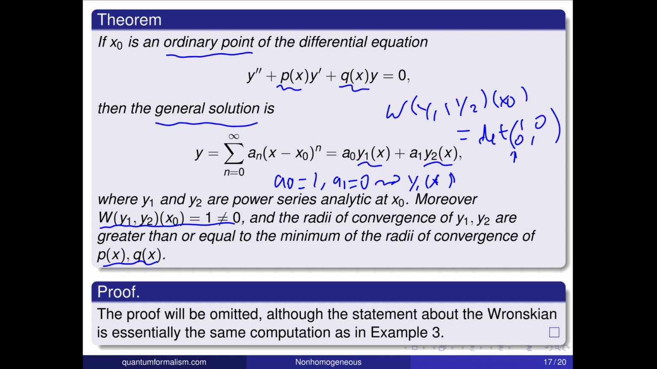And then a0 equals 1, a1 equals 0 will give you the other solution, y2 of x. y2 of x has those properties. And so that's what gives you this column of the matrix in the determinant, right?